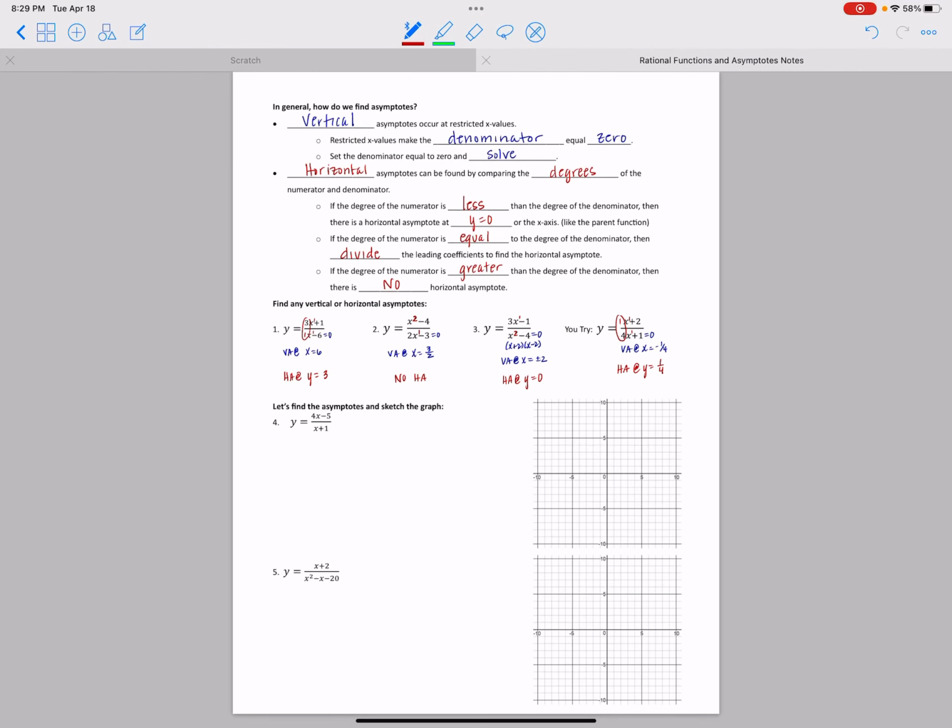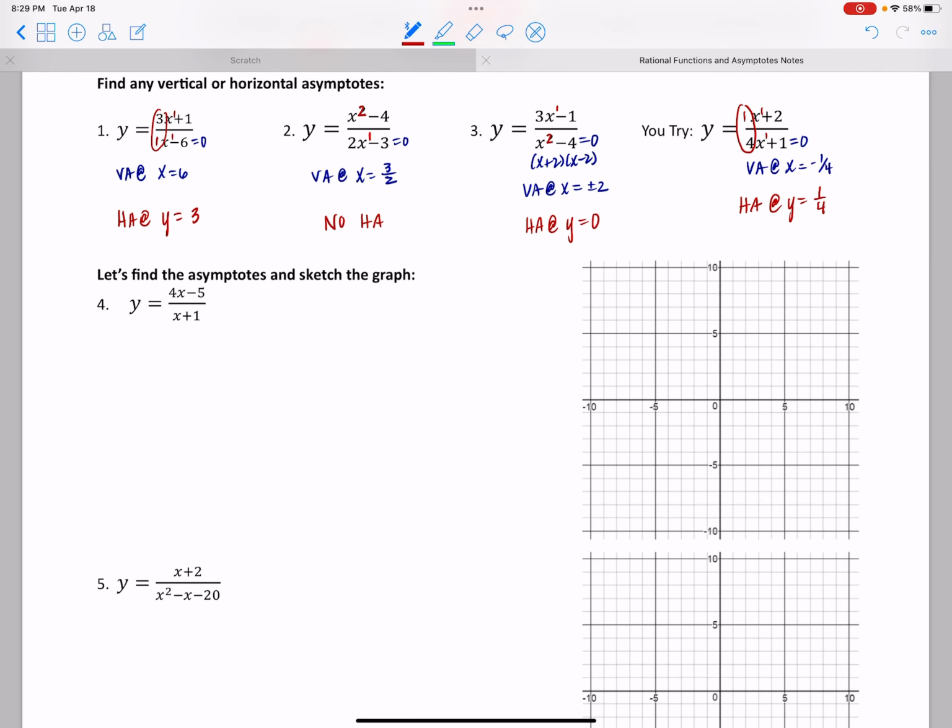If we're looking at graphing a rational function, I'm so sorry. I need to get some water or something. I just don't have any handy.